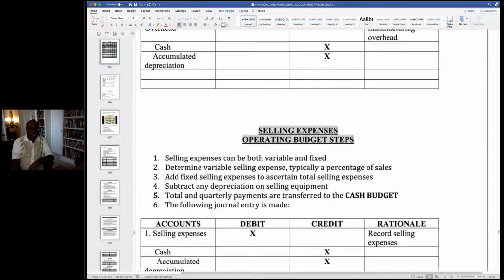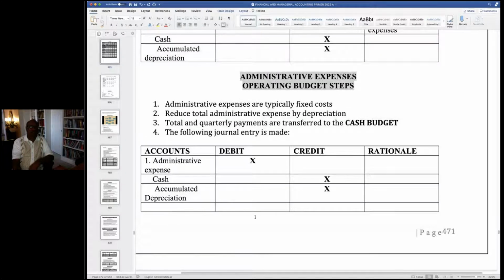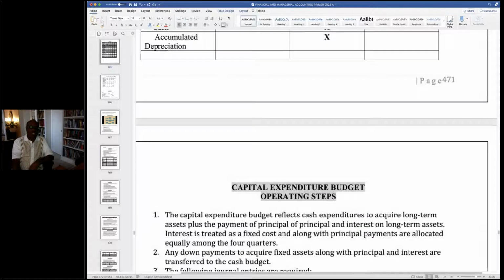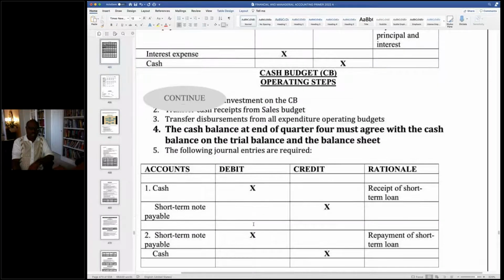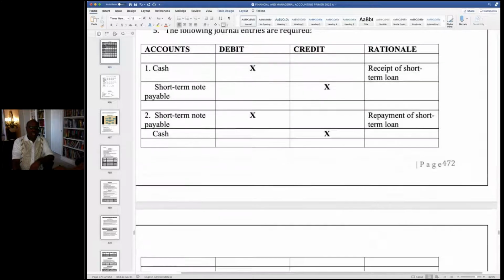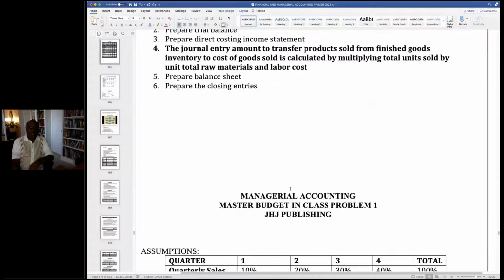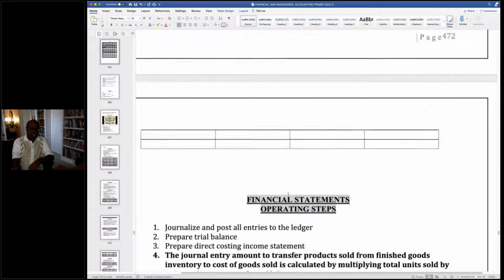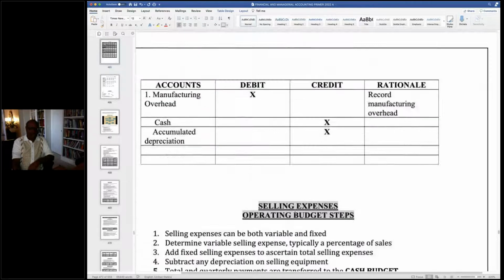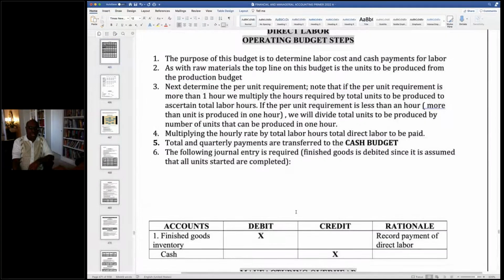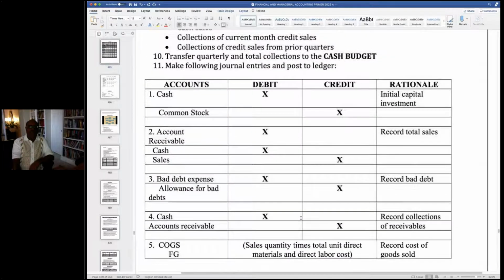And we have a journal entry, selling expenses, a journal entry, administrative expenses, a journal entry, then the capital operating budget, a journal entry. So we prepare all of these budgets, then we're able to do the financial statement. So all of this information is in the primer to show you exactly what you got to do with your project.